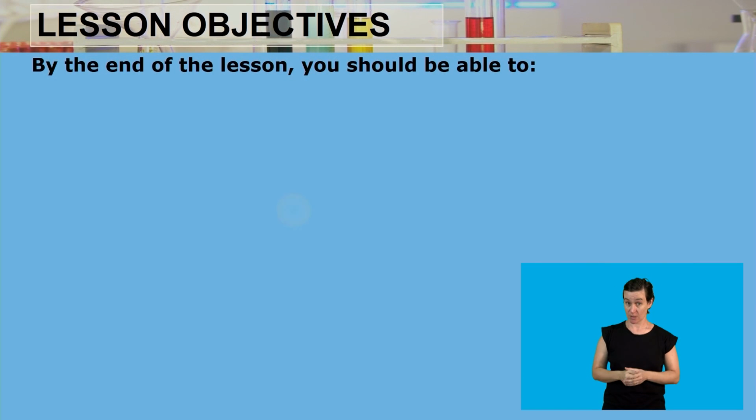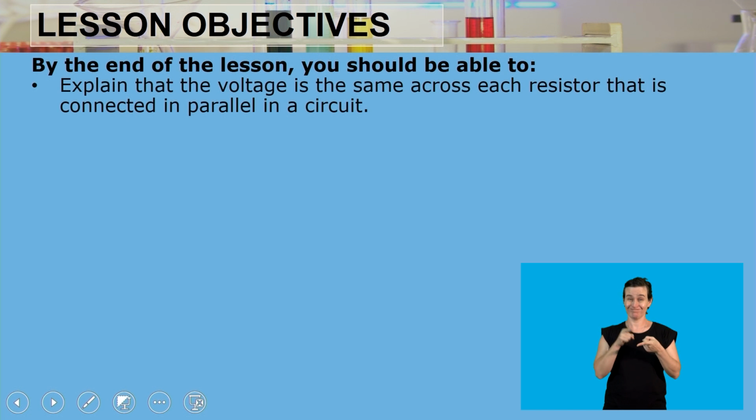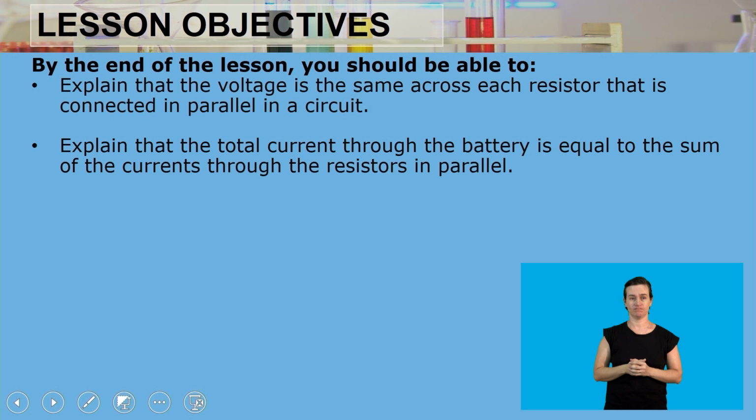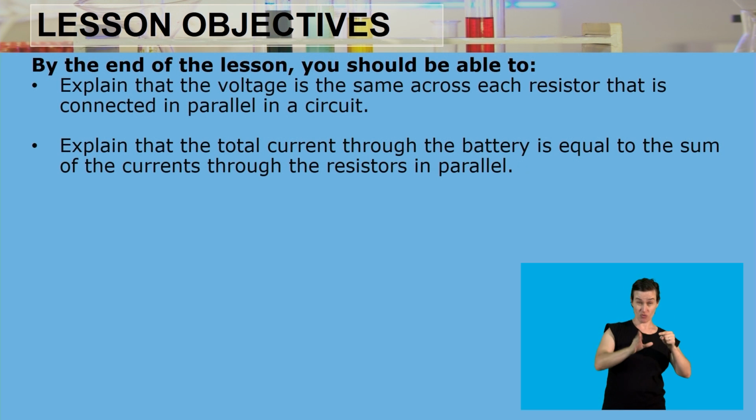But before we get to that point, there are certain goals that you and I should have so that we can reach them by the end of the lesson. By the end of this lesson, this is what I want you to know. Number one, you need to be able to explain that the voltage is the same across each resistor that is connected in parallel in a circuit. Number two, you also need to be able to explain that the total current through the battery is equal to the sum of the currents through the resistors in parallel.